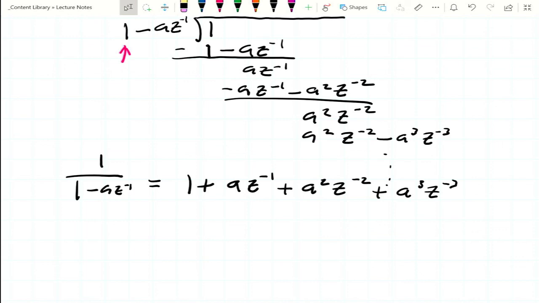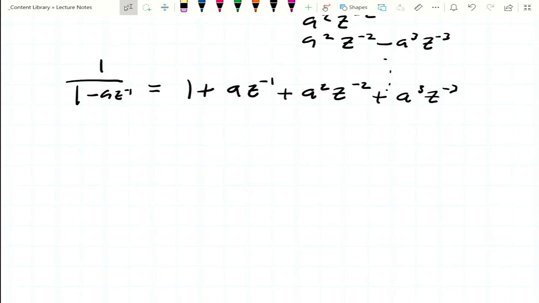So what does that mean for us? Well, that means we're going to have what? It's going to be a series from, let's say, k equals 1 to infinity, or not 1, but 0.